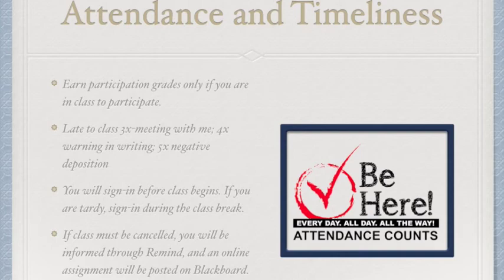If you are late to class 3 times, you will meet with me to discuss what is preventing you from arriving on time and what can be done to fix the problem. If you are late to class again, I will send you a letter of warning. A 5th tardy will result in a negative disposition in your Folio 180 record, which may impact your ability to do your student teaching. You will sign in for every class period. I collect the sign-in sheet when class begins, but then make it available for you to sign during the class break if you are late. If I have to cancel class, I will put an alternative assignment on Blackboard that will be due before the following class period.